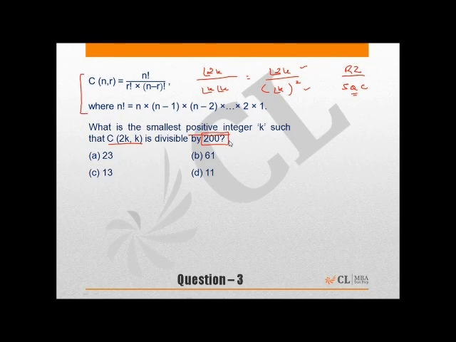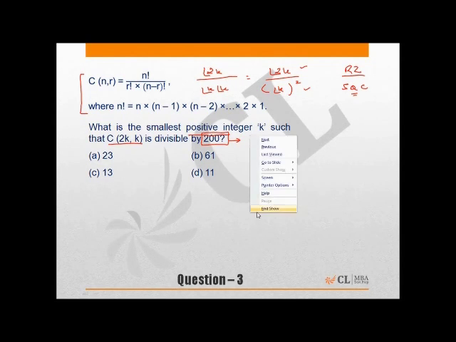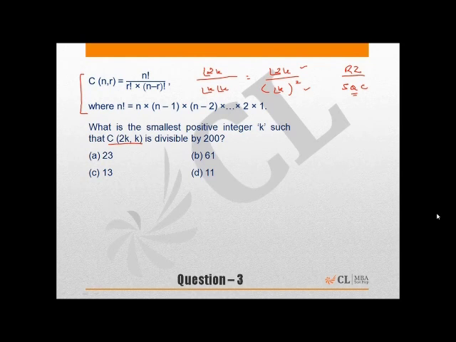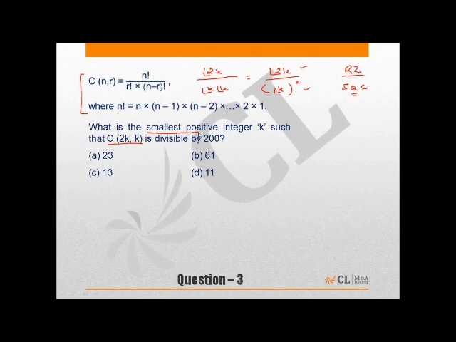If a number has to be divisible by 200, that means, I'll just repeat the last part. Erasing this and then I'll start it again from the choices part. Okay, now let's start checking the choices. Since the question is asking for the smallest positive integer, we'll start checking with the smallest choice.